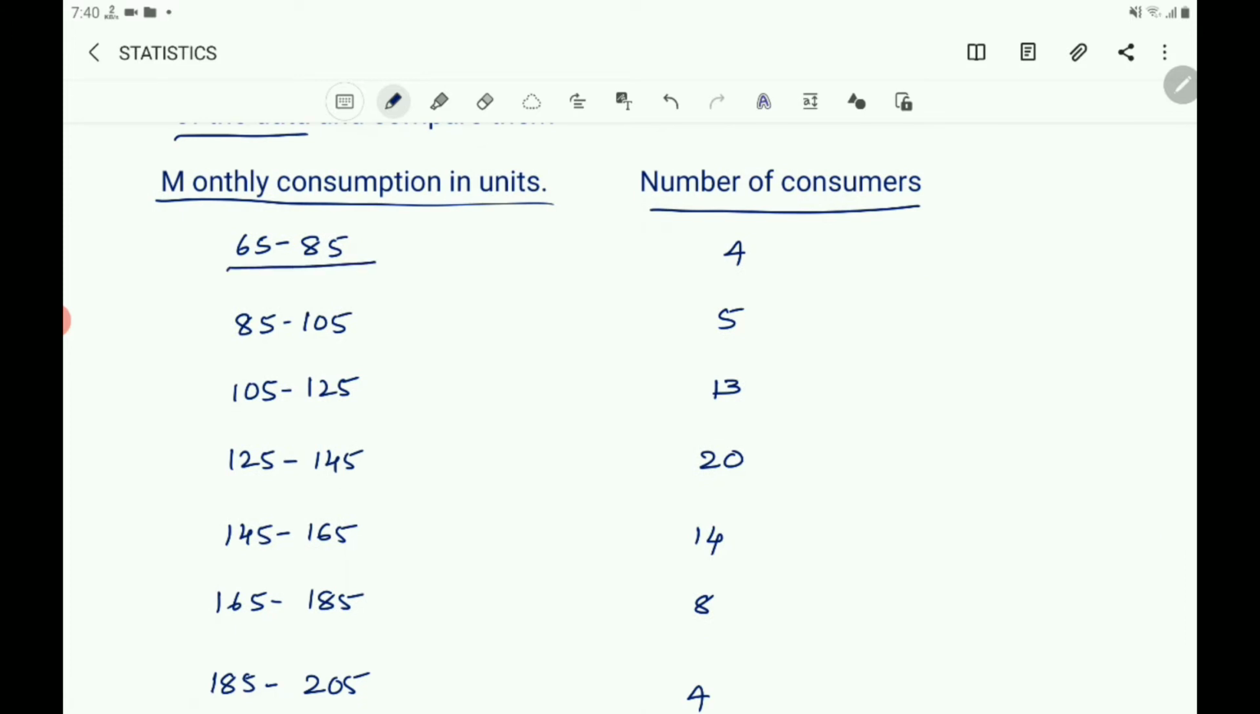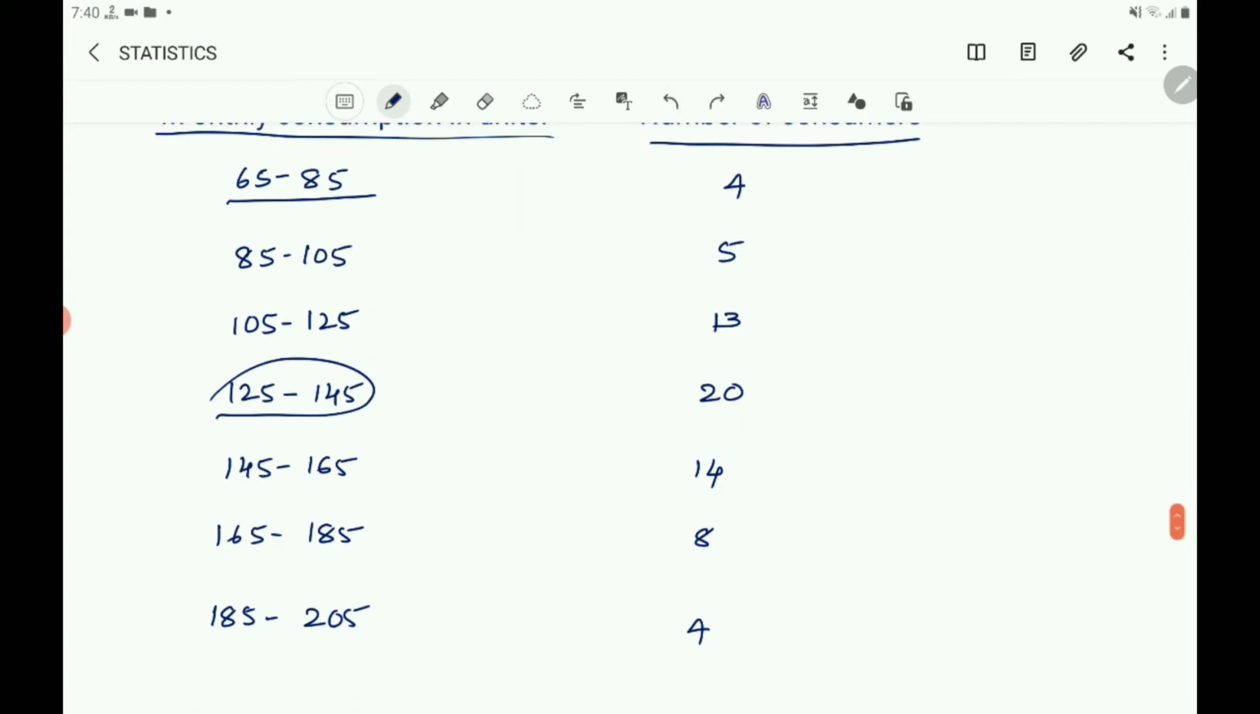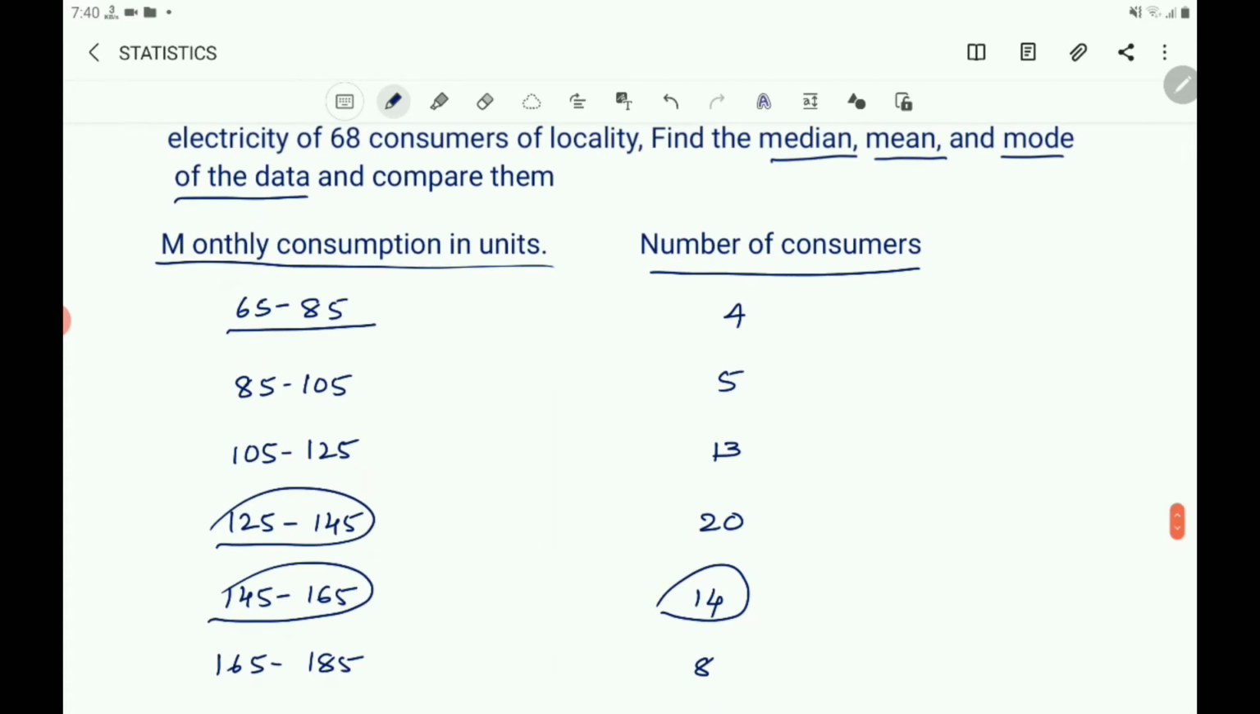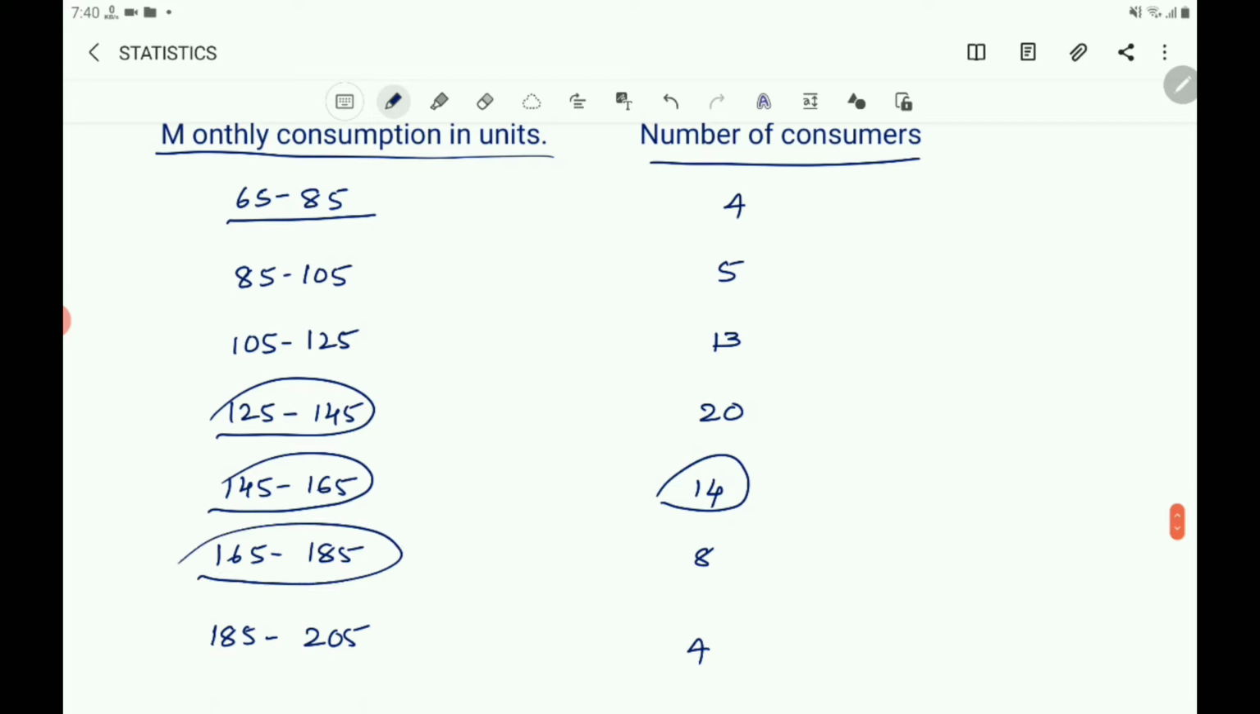65 to 85 units consumption is made by 4 families. 85 to 105 consumption is made by 5 families. 105 to 125 consumption is made by 13 families. 125 to 145 units are consumed by 20 families, and 145 to 165 units by 14 consumers, and 165 to 185 by 8 consumers, and 185 to 205 by 4 consumers.